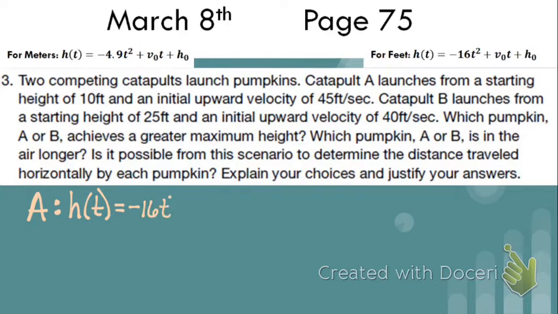Negative 16t squared. You said plus 45t? Where did you get the 45 from? You're not wrong. Just tell me where. Yep. Initial upward velocity of 45 feet per second. And then you told me to add what to this? Plus 10. Why plus 10? Yep. Starting height of 10 feet.